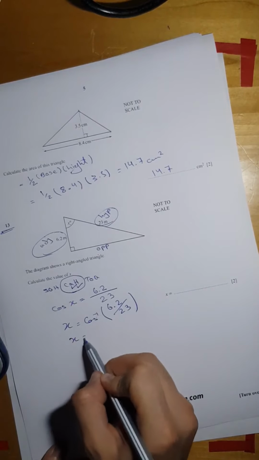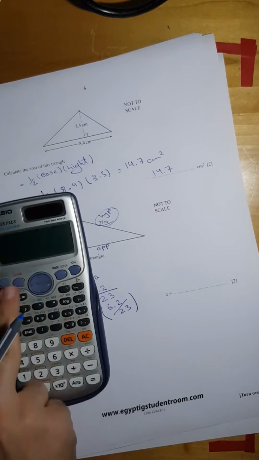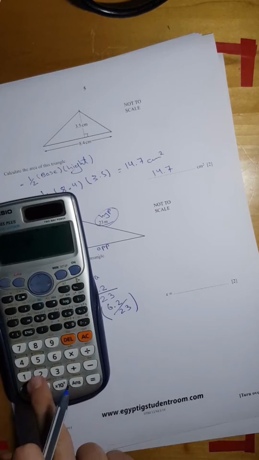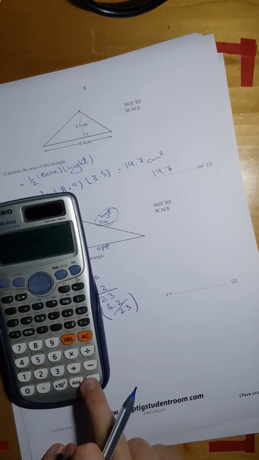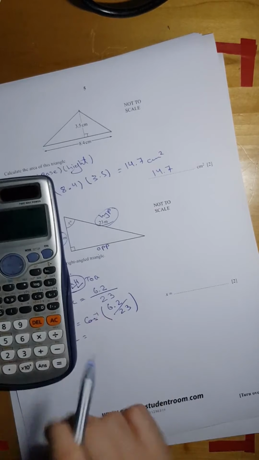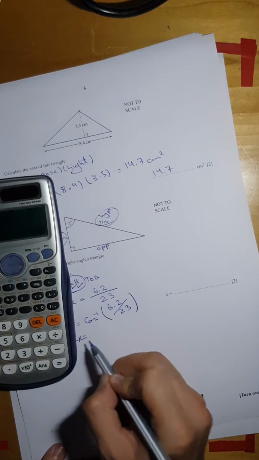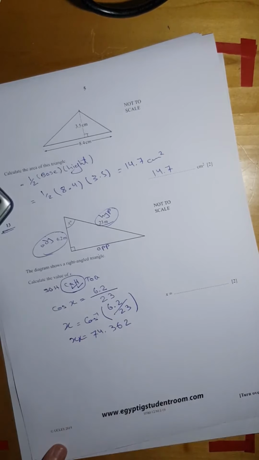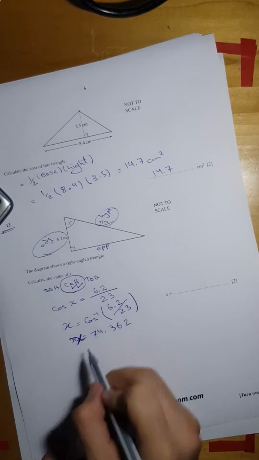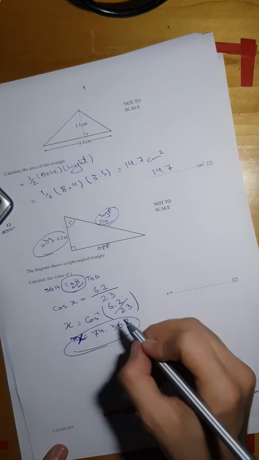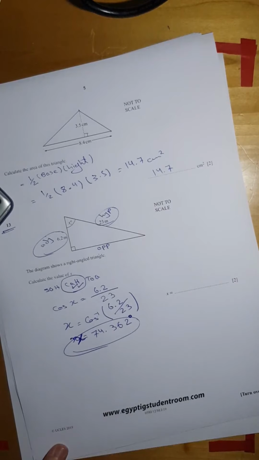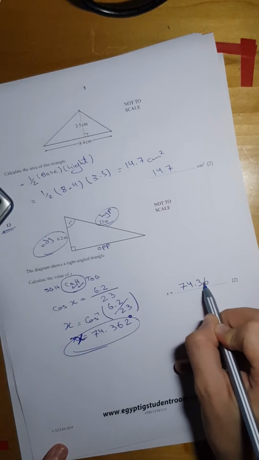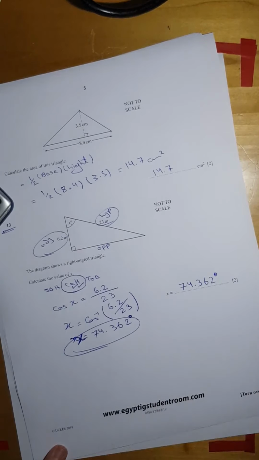So x equals to, let's start that on the calculator. So shift cosine 6.2 over 23, close the bracket, equals to, so x equals to 74.36, round that up to 2 decimal places. Okay, so that is the answer. So let's write here degrees, don't forget to write degrees. So x equal to 74.362 degrees.